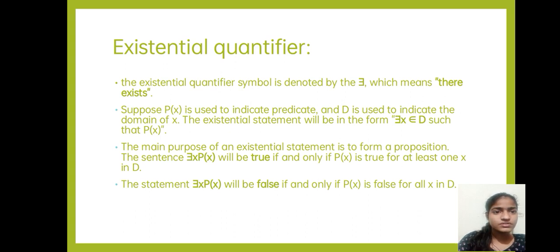The existential quantifier symbol is denoted by the reversed capital E, which means there exists. Suppose P of x is used to indicate a predicate. A predicate is like some action, and D is used to indicate the domain of x. The existential statement will be in the form: there exists x belonging to the domain D such that P of x. P of x is nothing but the predicate of x.